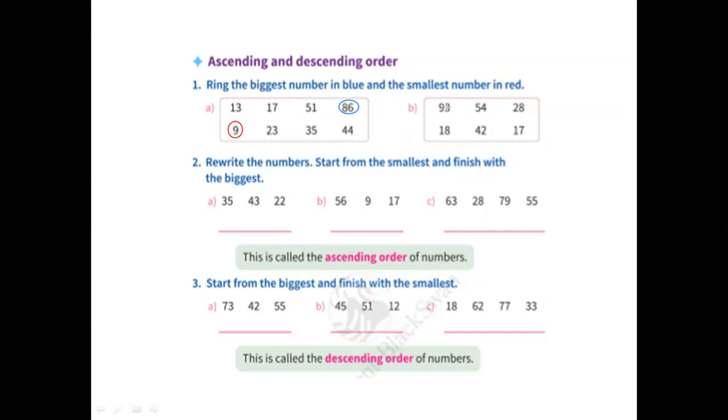Same way here also. 93, 54, 28, 18, 42, 17. Which is biggest now? 93 is biggest. So we will ring 93. Which is smallest here now? Tell me. Yes, 17 is smallest. So we are ringing 17. Okay.